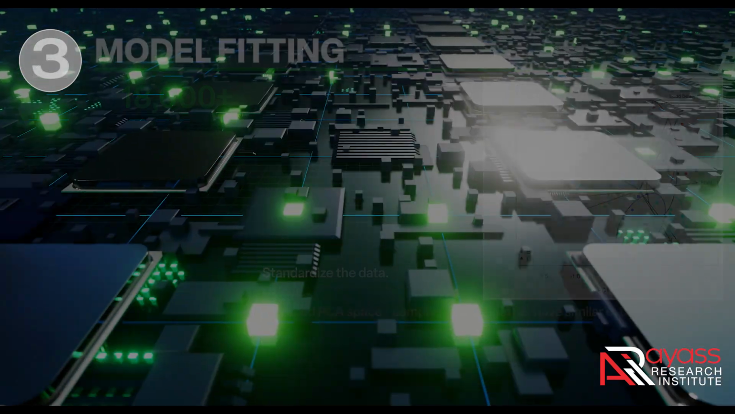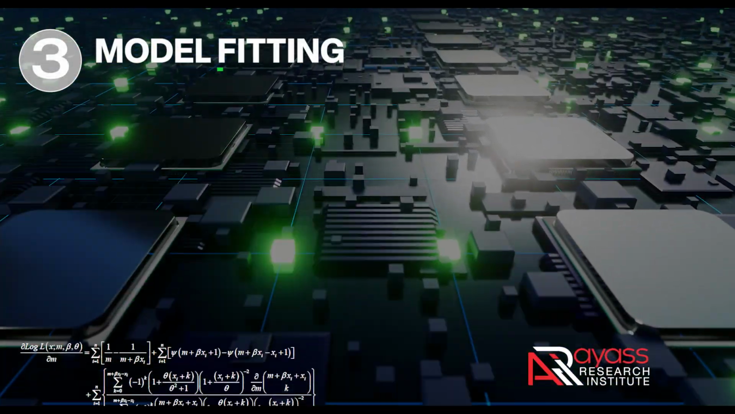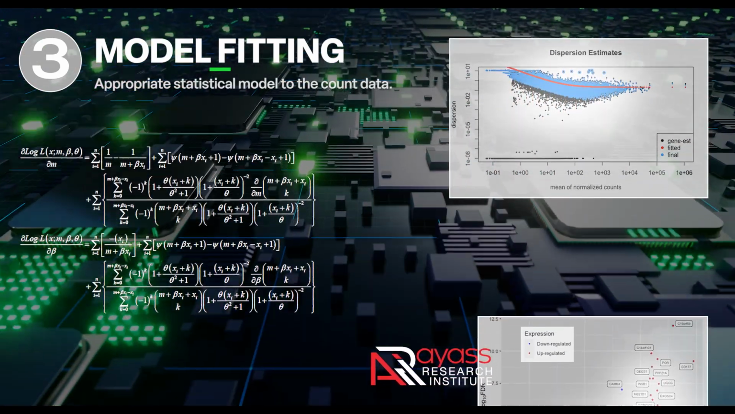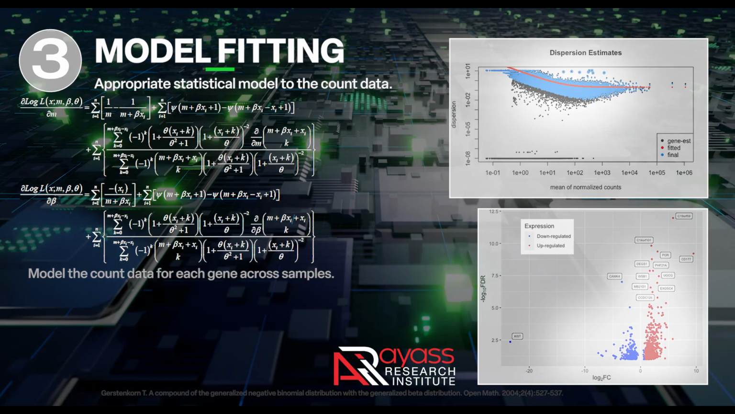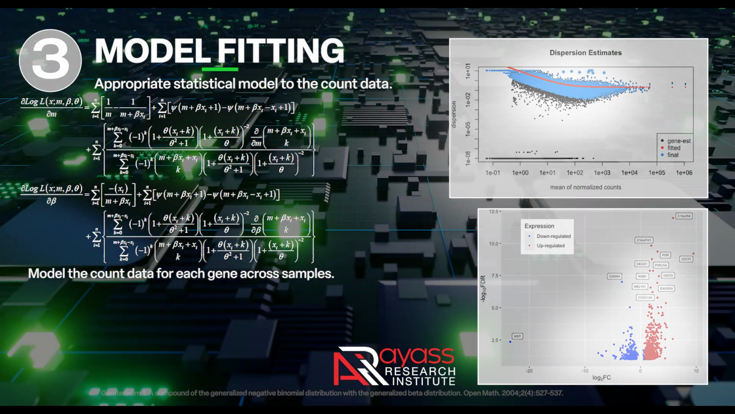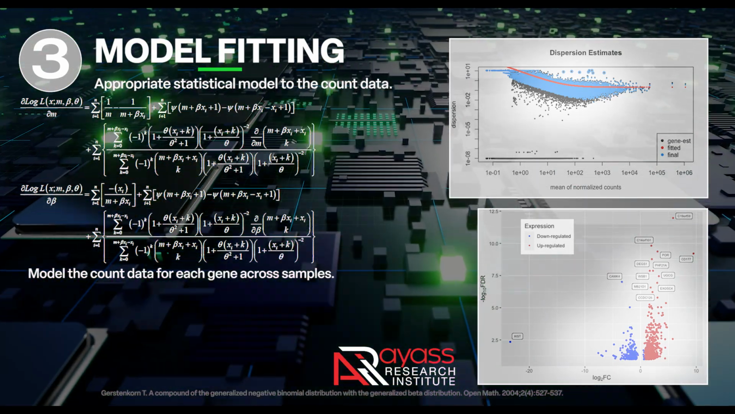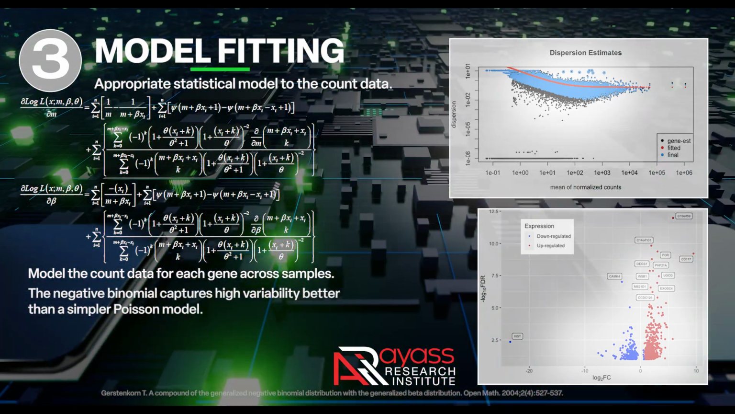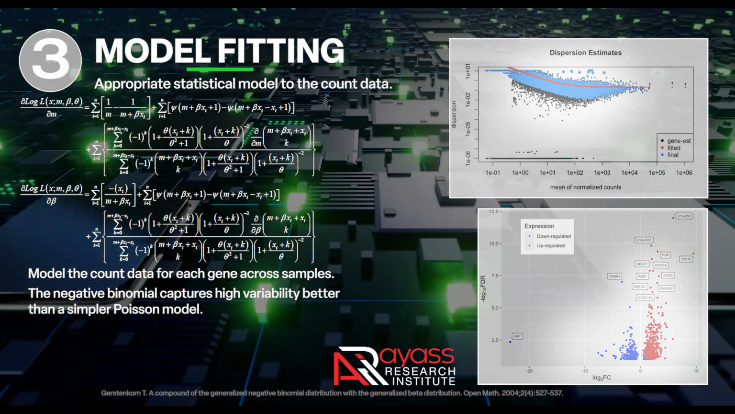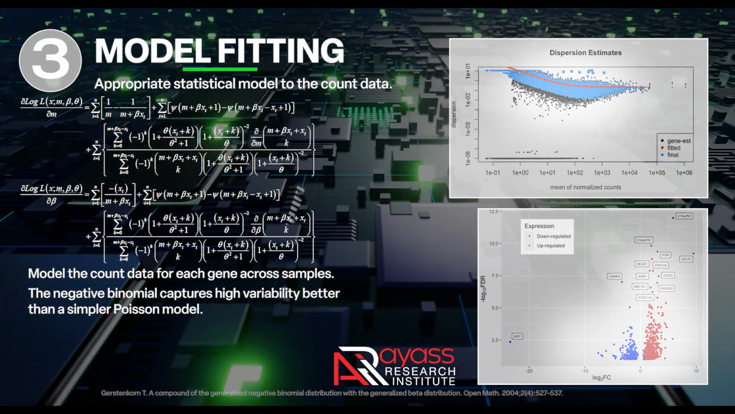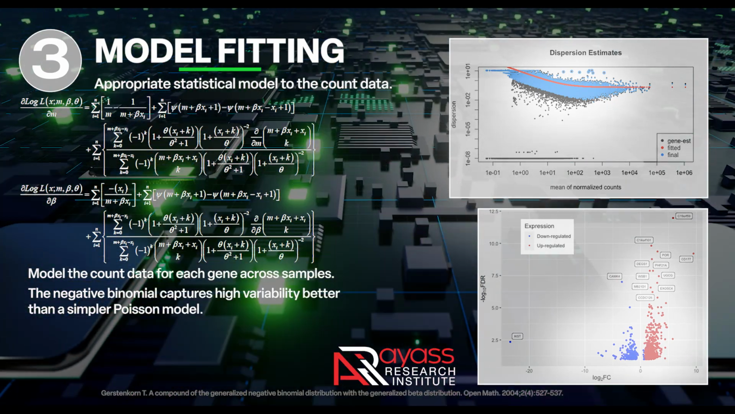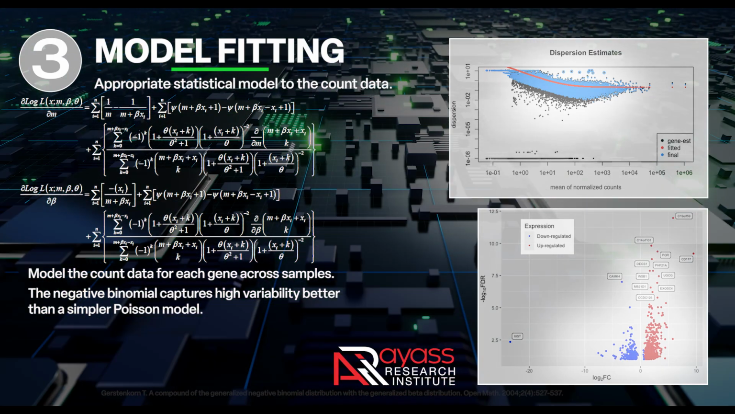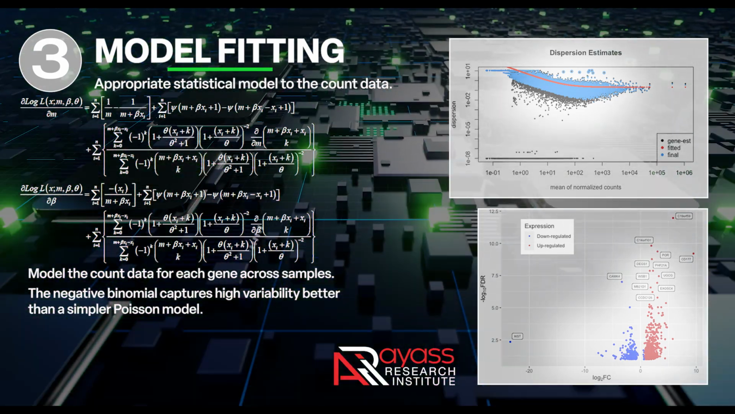When analyzing differential expression in RNA sequencing data, we need to fit an appropriate statistical model to the count data. Next, we model the count data for each gene across samples using a negative binomial distribution. The negative binomial captures high variability better than a simpler Poisson model. We incorporate the sample-specific size factors into the mean of the negative binomial model as an offset. This models the mean expression while accounting for library size.